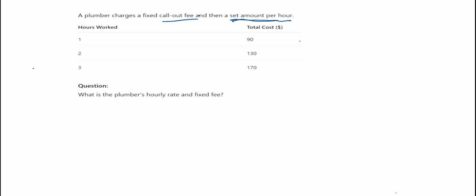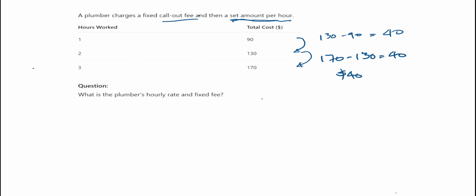So let's test if it is linear. I think I remember asking AI for some linear examples. Is the difference between this and this the same? So 130 minus 90 is 40, and for this one here, 170 minus 130 is also 40. So the call-out per hour is $40. Okay.